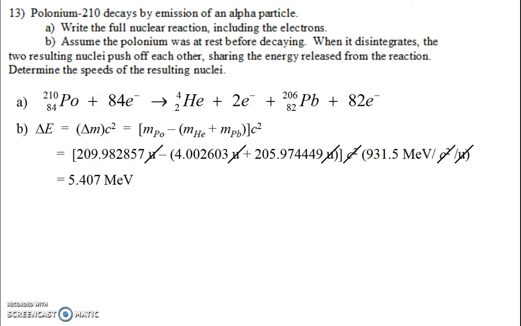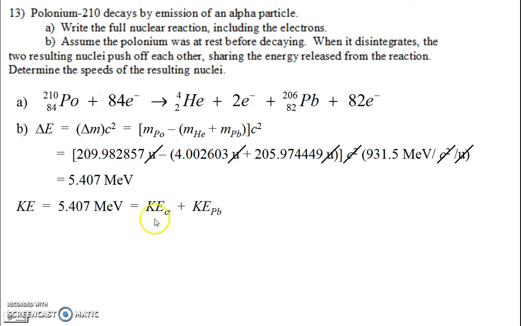That's just finding the energy released in the reaction, which is then shared between the two resulting nuclei. We have to find how fast they're moving. Okay, well, what sort of energy do they have when they're moving? It's got to be kinetic energy. So this 5.407 mega electron volts is the kinetic energy of both nuclei. So it's kinetic energy of the alpha and the kinetic energy of the lead.